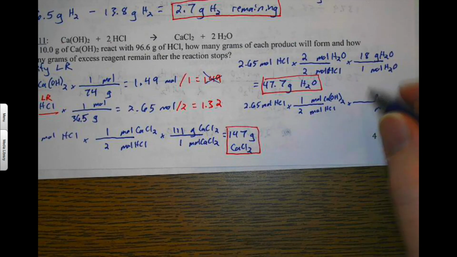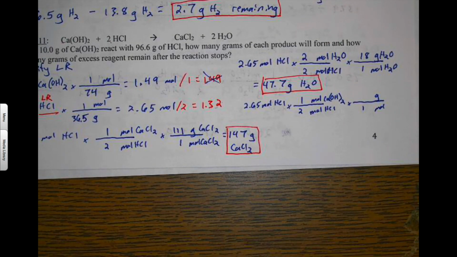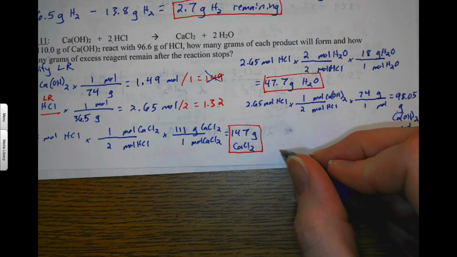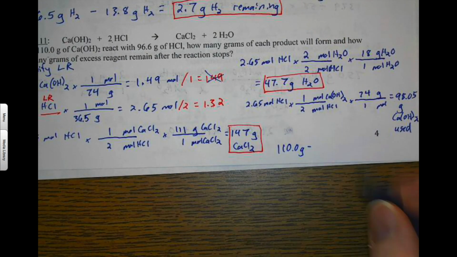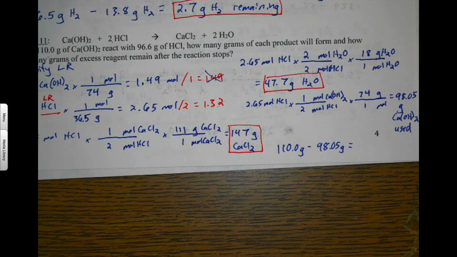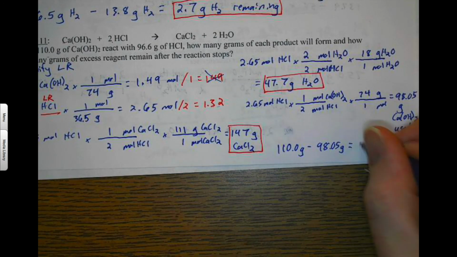Let's find out how many grams they are. Moles to grams. And so we already found that molar mass. That's going to be 74. So 2.65 divided by 2 times 74 is going to be 98.05 grams of calcium hydroxide. That's how many was used. So we had 110 available. We're going to subtract it by 98.05 grams. And so we have 11.95 grams of leftover.